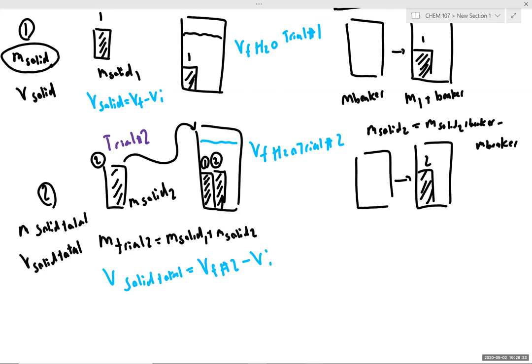Solid 1 is in there also. Yep, exactly right. So in order to measure the density of both of these pieces, I need to calculate my total mass by adding up the mass of solid 1 and solid 2. Does that make sense?